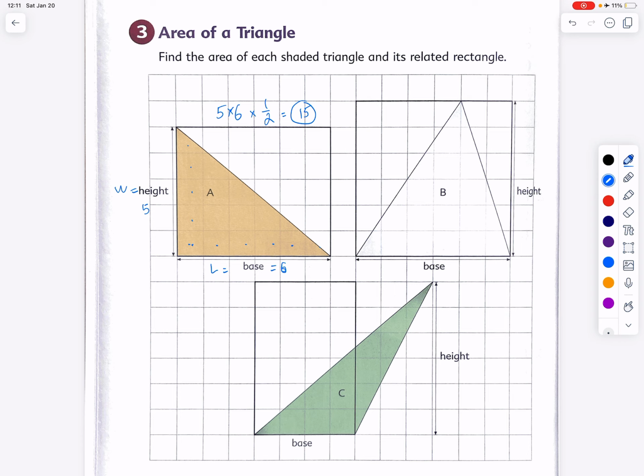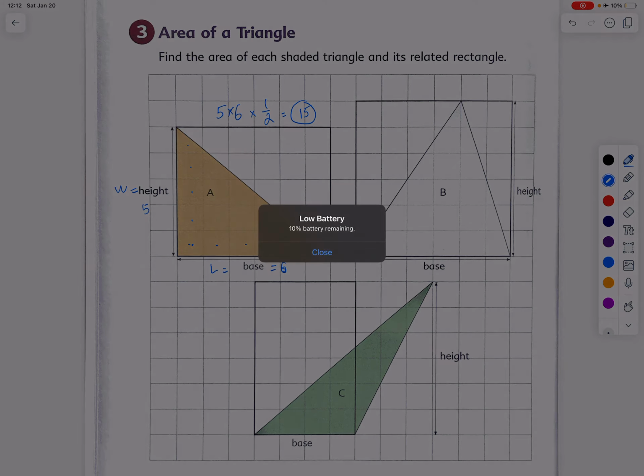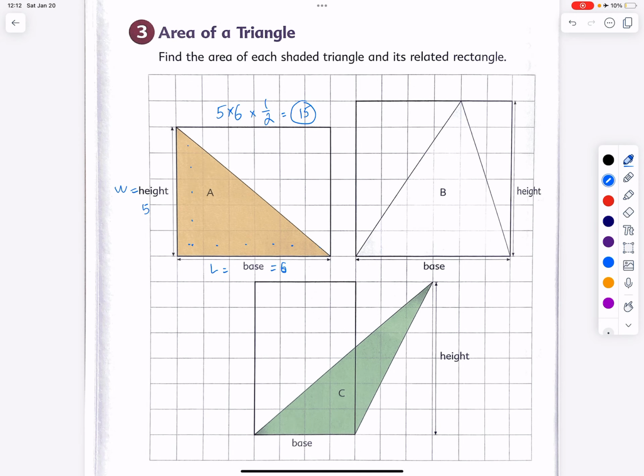Let's take a look at triangle B. Again, we have a base which is equivalent to the length of a rectangle. 1, 2, 3, 4, 5, 6. And a height. 1, 2, 3, 4, 5, 6. And a height equals 6. Now, if you think of this triangle as a half of this rectangle, right?